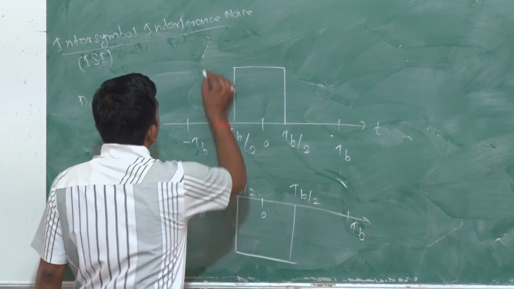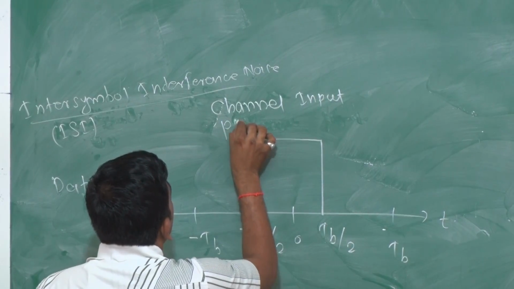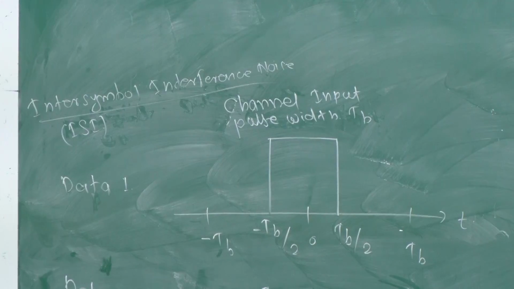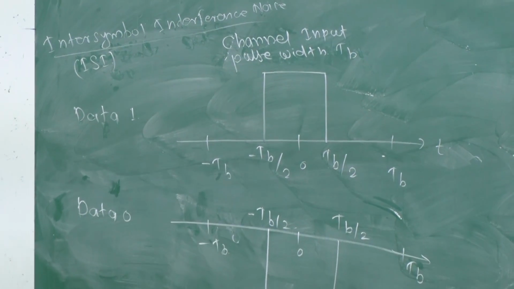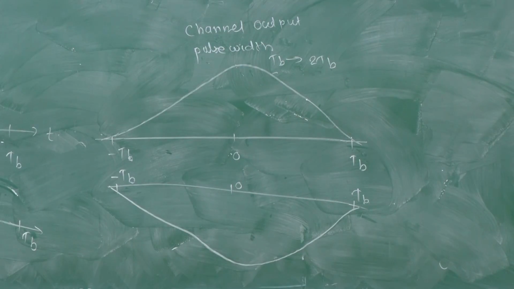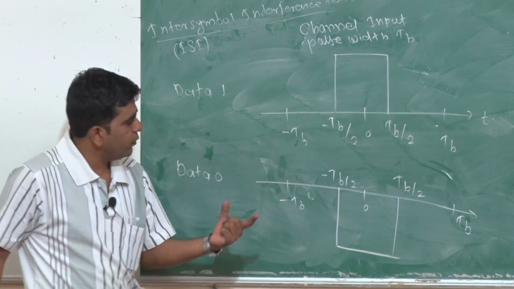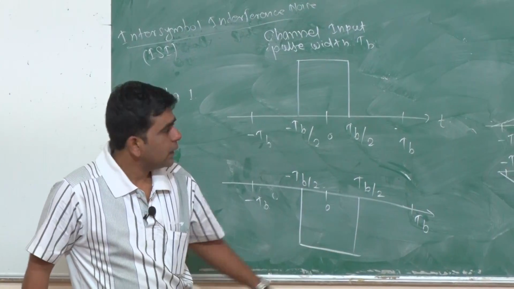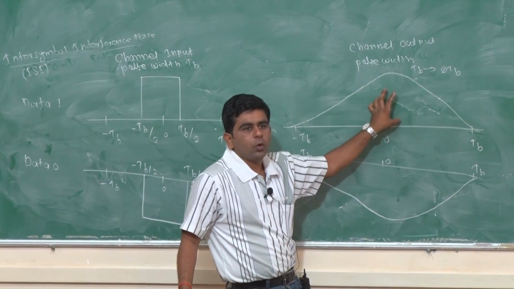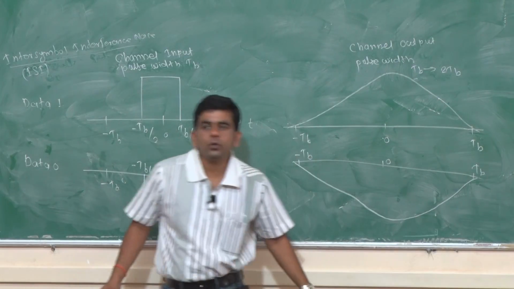This one is channel input. Pulse width TB. On the communication channel, we have to send the data, here rectangular pulses, 1 0. This data 1 is sent with the duration of TB. Similarly, data 0 is sent with the duration of TB with reverse polarity. At channel output, this signal is received by your receiver. Here this signal is spread out. The same signal with the duration of TB will get spread with the duration of 2 TB.